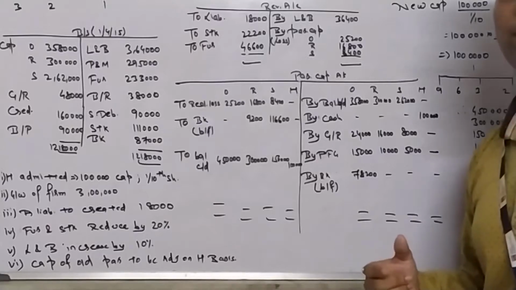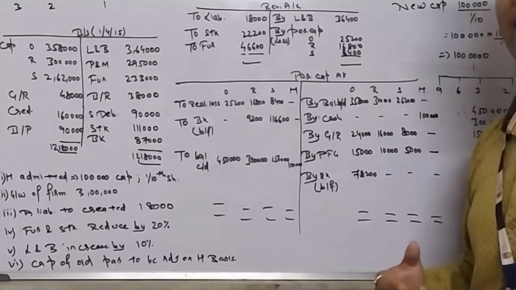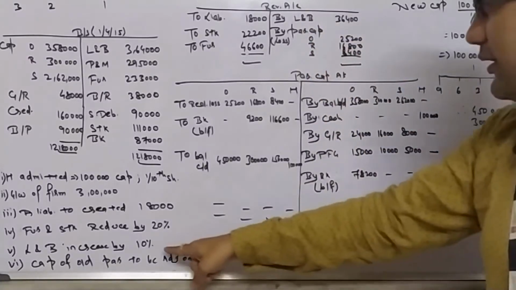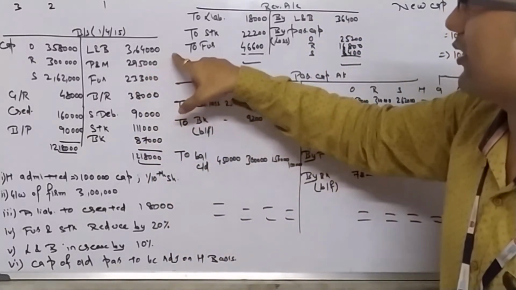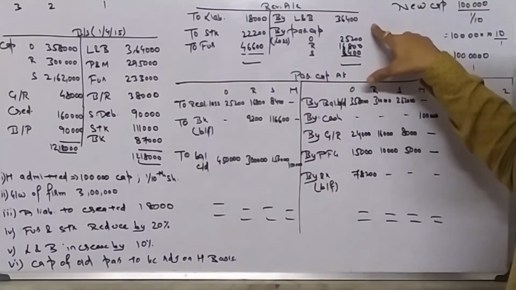The entry will be land and building account debit to revaluation. That means in the revaluation account I will write by land and building 10%. Land and building value is 3,64,000. 10% is 36,400. I have written that.